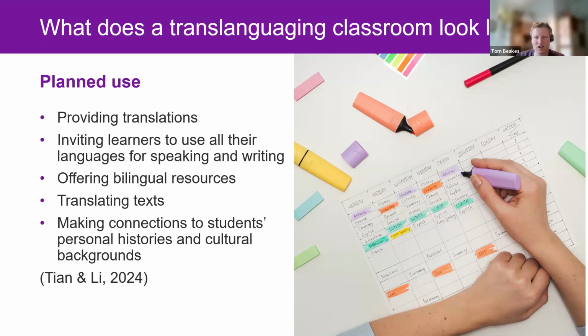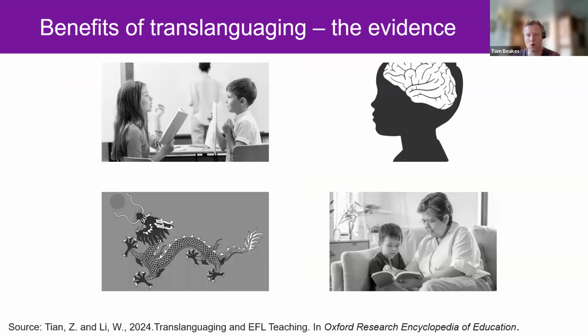But we can see that a translanguaging classroom will likely contain both planned and spontaneous elements. But it's worth asking ourselves why this might actually be useful and what the benefits are. And I think this is an important question to ask when thinking about translanguaging. So we can identify four key benefits according to the research that's around at the moment. First of all, there are linguistic benefits.